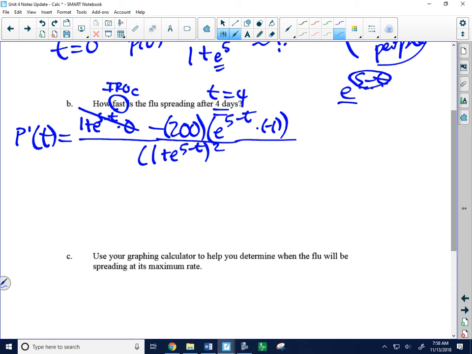I'm just going to clean it up ever so slightly because there's not really much to combine at all. So you could actually plug in 4 right now, because that's what we're trying to find. This negative 1 times this negative 200 is positive 200. So I'm just going to write 200 e to the 5 minus t over 1 plus e to the 5 minus t, squared. And then we're going to plug in 4.